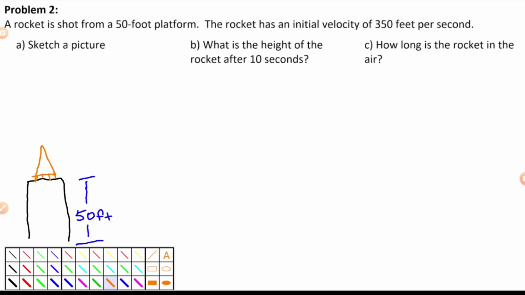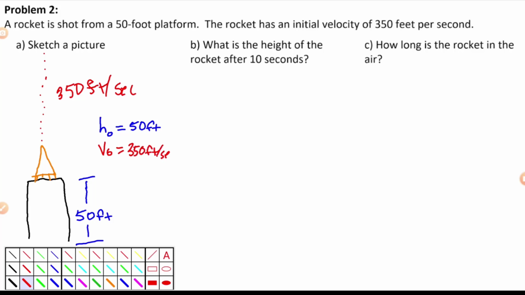And oh, the initial velocity. So this thing is gonna shoot up like that at 350 feet per second. So that's how fast it's gonna shoot up in the air. All right, so what do we know in this problem? We know that my initial height of the rocket is 50 feet. And we also know that the initial velocity is 350 feet per second. Okay, perfect.